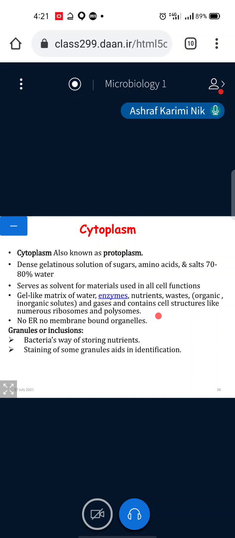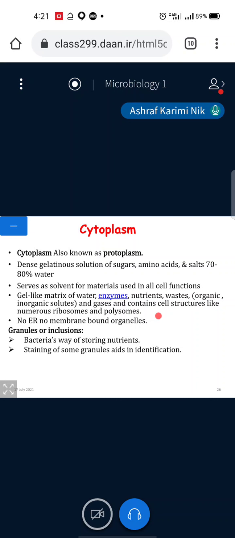Granules or inclusions are the bacteria's way of storing nutrients. Some nutrients in bacteria are in storing form in the cytoplasm, for example glycogen, phosphate granules, and sulfur granules. I will explain about these granules in the next slides.